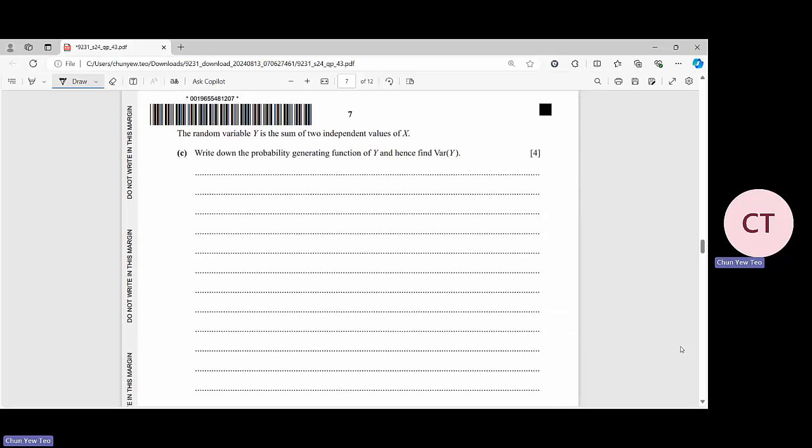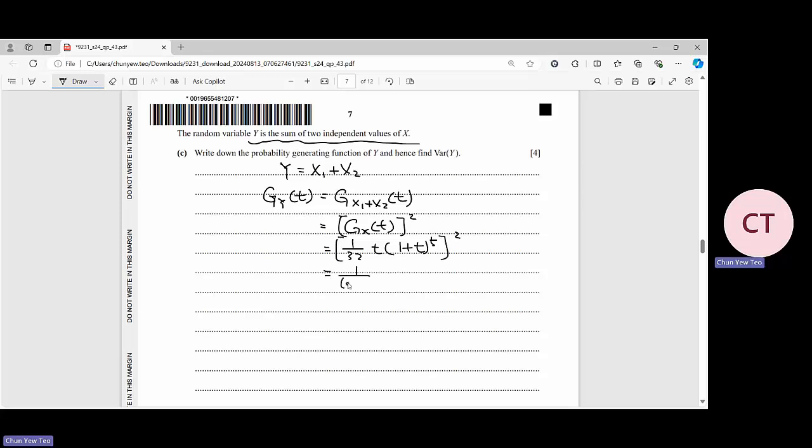Now we move to part C. In part C, they are telling you that Y is the sum of two independent values of X, which means that Y can be written as X1 plus X2. So to find the PGF of Y is actually the same as the PGF of X1 plus X2. But since X1 and X2 share the same PGF, you can just write it as G_X(t) and then square, and you can make this become 1 over 32, t (1 plus t) to the power 5, and then you square the whole thing. Then you get 1 over 1024, t squared (1 plus t) to the power of 10.